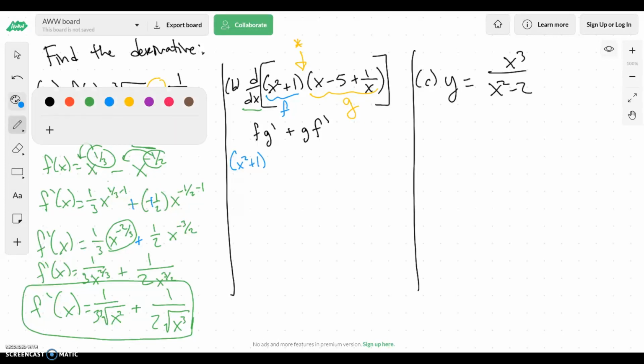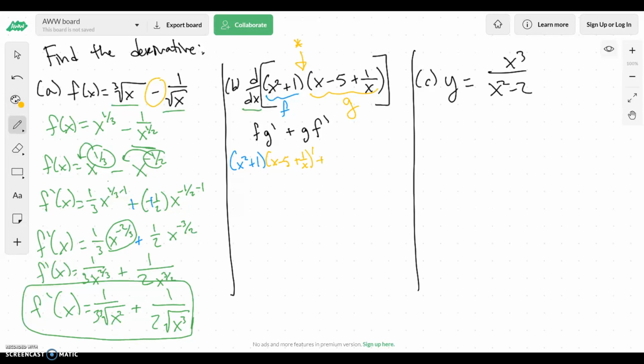Then the derivative of the second, which is going to be (x minus 5 minus 1 plus 1 over x)' plus, now we're going to leave the first one by itself, x minus 5 plus 1 over x, and now times the derivative of my second term, x squared plus 1, and then I'm going to take the derivative of that. Okay, so what is this going to give us?